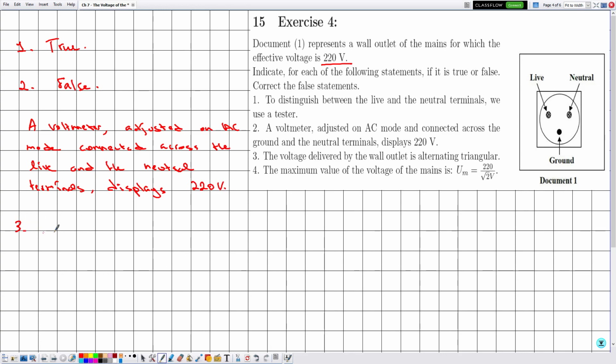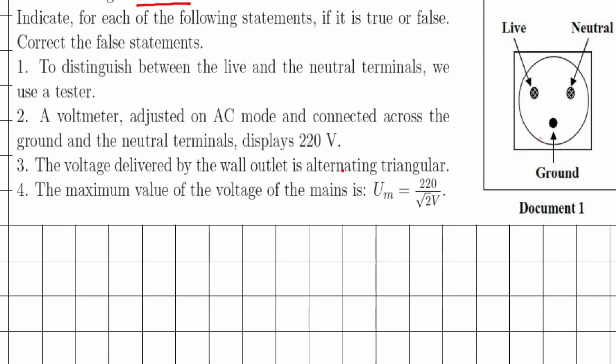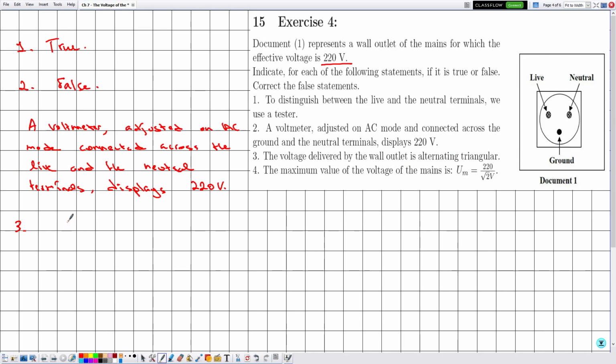Now in number 3, they are telling us the voltage delivered by the wall outlet is alternating triangular. So we know that this is false and it is sinusoidal. Here no justification applies. So let me say false. The voltage delivered by the wall outlet is alternating sinusoidal.